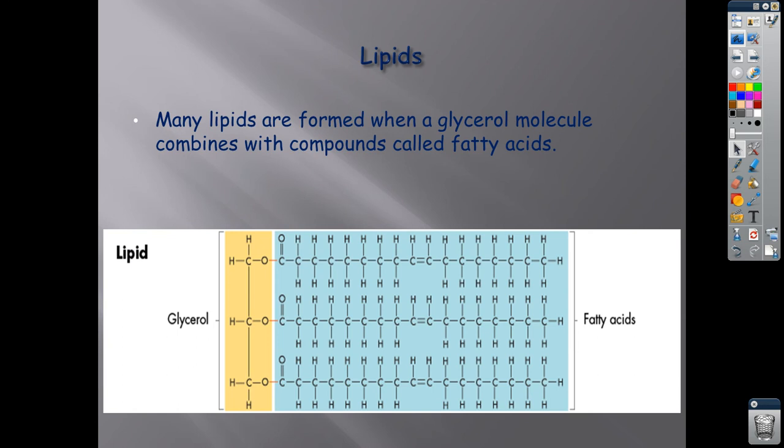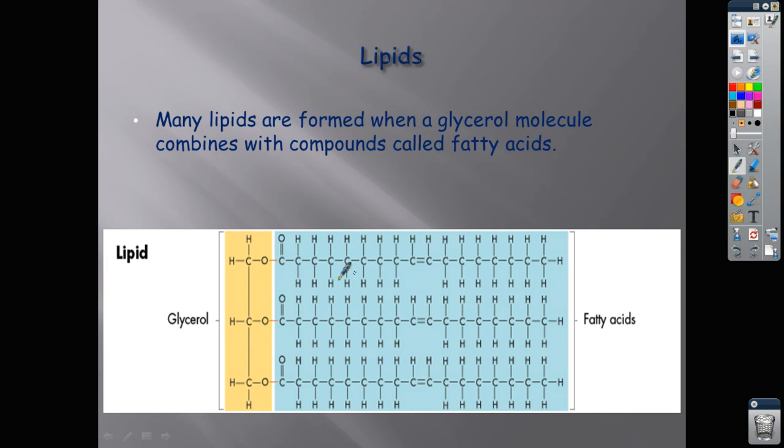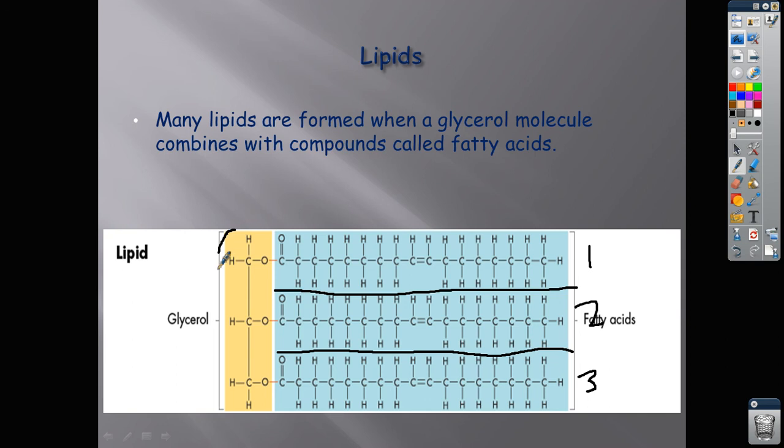So let's take a look at this lipid here, for example. Now I'm going to come back to this in a second, but here you have your lipid. You have your 3 fatty acids. Let me take this for a second and divide here. You have your 3 fatty acids. 1, 2, and 3. And you have your glycerol component here. Okay? Now, keep that in mind.